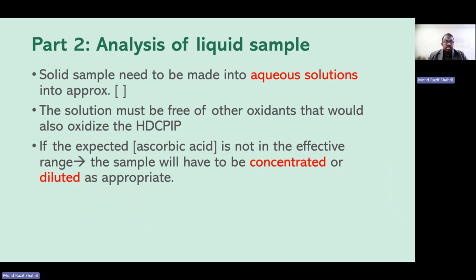A major consideration is that samples should be prepared immediately before the titration. If you must prepare them several hours earlier, you can minimize unwanted oxidation by adding a small amount of oxalic acid, typically around 1 gram per 100 ml of your sample solution.